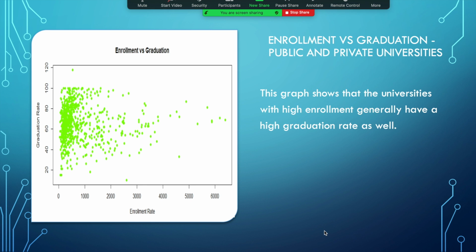So in this graph, we use a scatter plot to compare how many people are enrolled in a university versus how many people end up graduating for both public and private universities. The graph shows that for the most part, universities have an enrollment of 500 or lower. These universities' graduation rates are varied. We can see that universities with high enrollment generally have a high graduation rate as well.